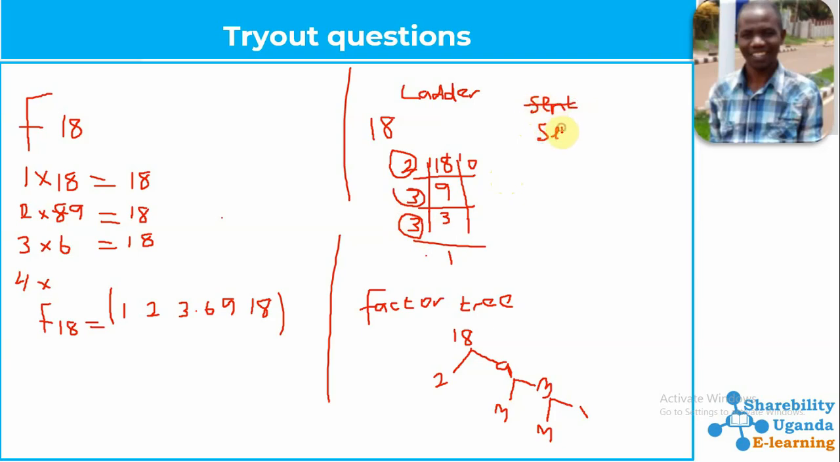For us to understand the set notation, we should identify how many times our 2 appears here. We can say our 2 appears 1 time. Then we also see how many times our 3 appears here. Our 3 appears 2 times.